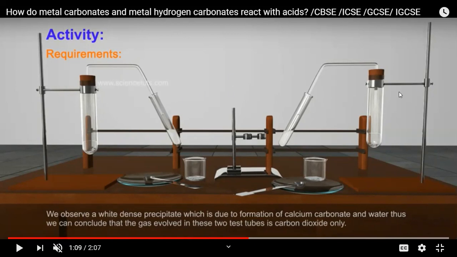As soon as we add the acid, what happens? Salt will be formed inside the test tube. A gas will be released, which is carbon dioxide gas. And this gas will be collected through the delivery tube and will be passed through lime water. So as soon as we pass the carbon dioxide gas through lime water, the transparent lime water will turn white.